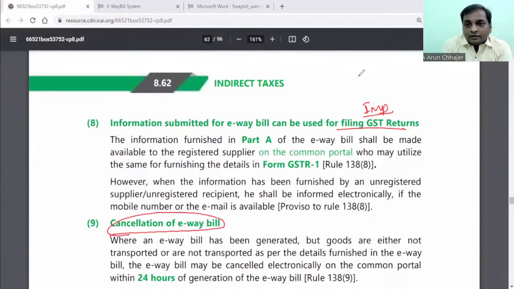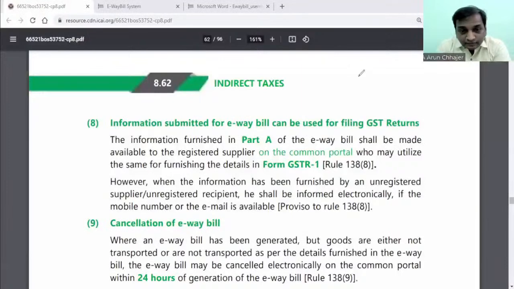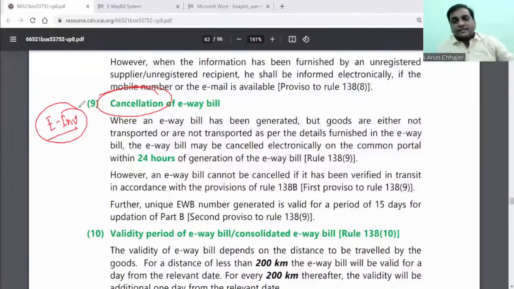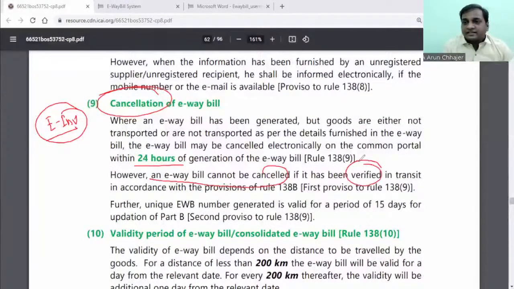Cancellation of e-way bill: 24 hours. Can I say it is similar to e-invoice? The same provision we discussed in e-invoice. An e-way bill can be cancelled within 24 hours of generation. If 24 hours is crossed, nothing can be done. However, an e-way bill cannot be cancelled if it is verified in transit. Suppose I am sending the goods from one location to another location and the validity period is only 24 hours.